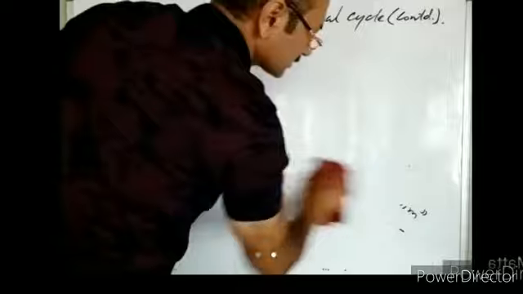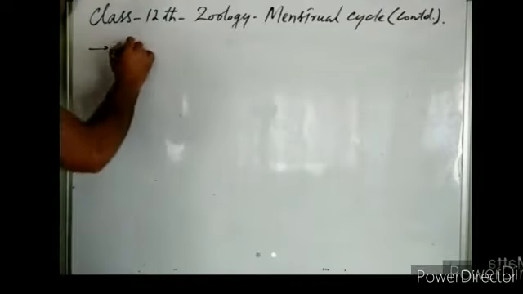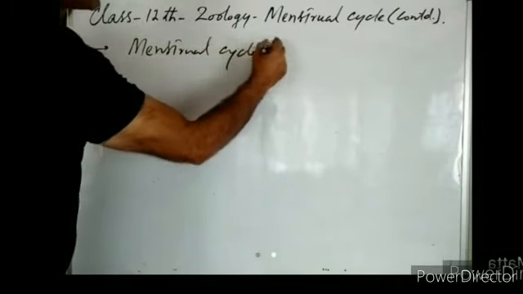Now, there are some females in which this menstrual cycle is repeated just after 21 days. As I told you earlier, this menstrual cycle has broad variations. In some females, it may be of 28 days. In some females, it may be of 35 days. In some females, it may be of 30 days. In some females, it may be of 32 days. Or the conditions vary, right? So there are some females in which menstrual cycle is of 21 days or less duration.